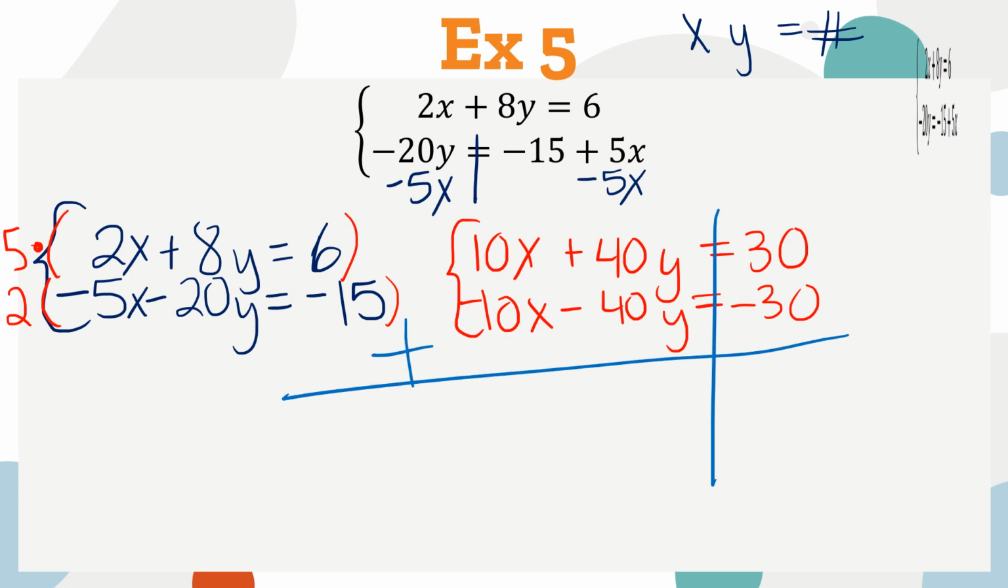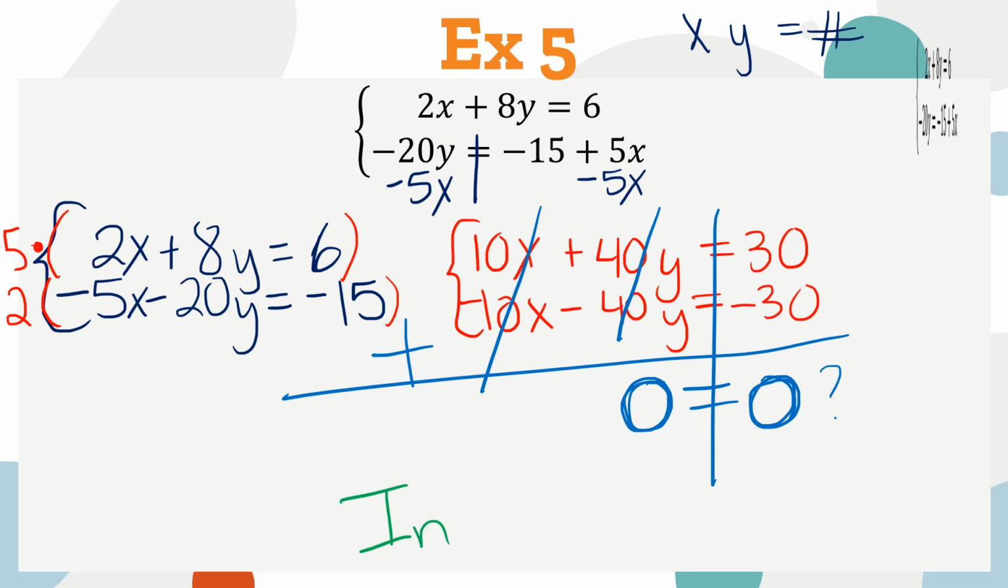Positive 10x plus negative 10x cancels. Uh-oh, positive 40 and negative 40 also cancels, but I need something. So if everything disappears and there's nothing there, we can put a 0. Positive 30 plus negative 30 is also 0. Is 0 equal to 0? Everything canceled. Is that a true statement? It is. That means we need the words infinite many solutions. We've talked about these words in previous lessons.